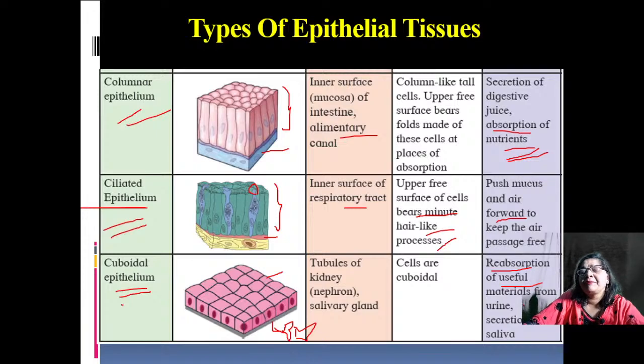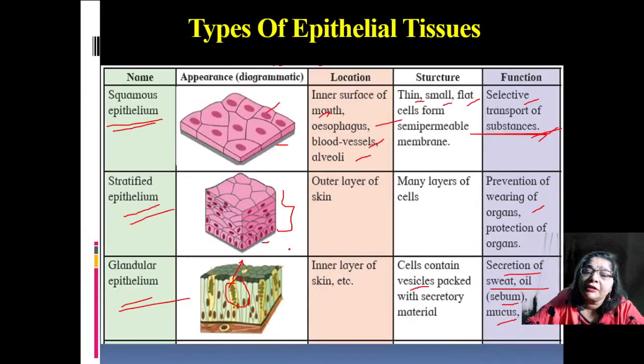Urine is actually a mixture of water and unnecessary or waste materials. Mainly the nitrogenous waste is separated or filtered over there, and this urine is formed, but the useful materials are reabsorbed from the urine. This is done by the cuboidal epithelium that lines the tubules of the kidneys. Not only that, the salivary glands help in the secretion of saliva also. So this is the main function of the cuboidal epithelium.